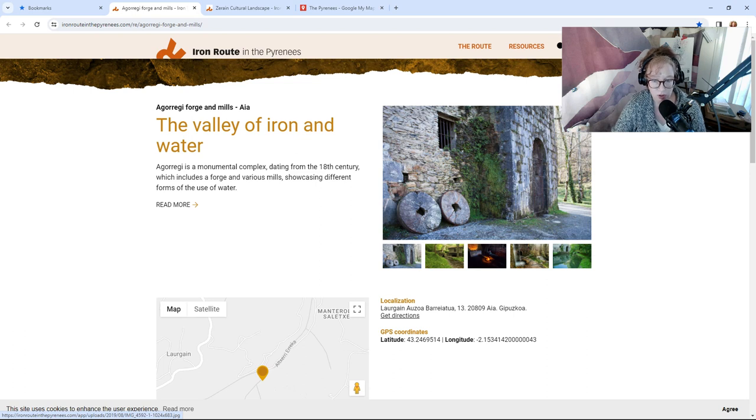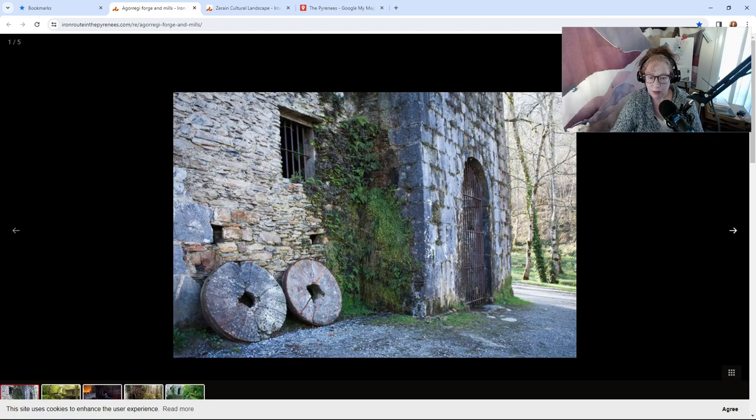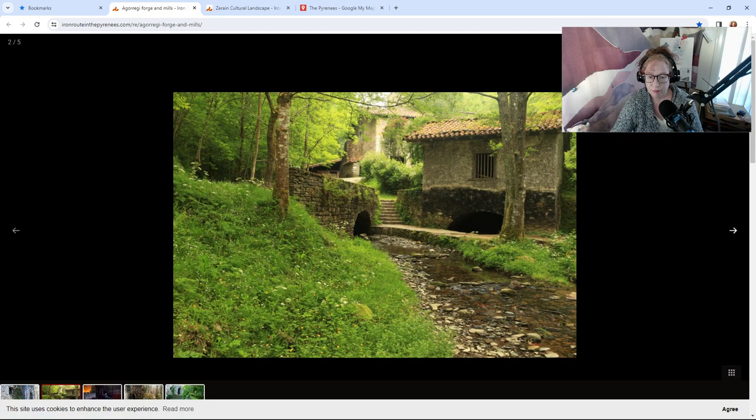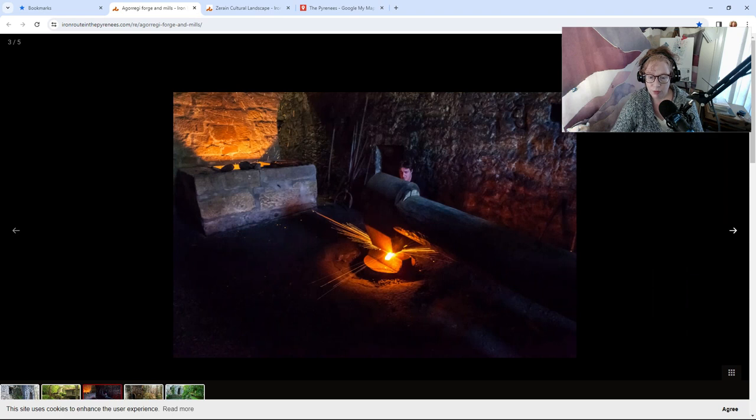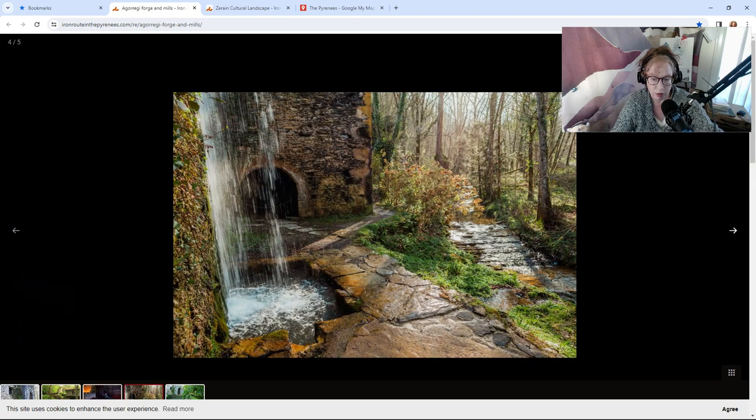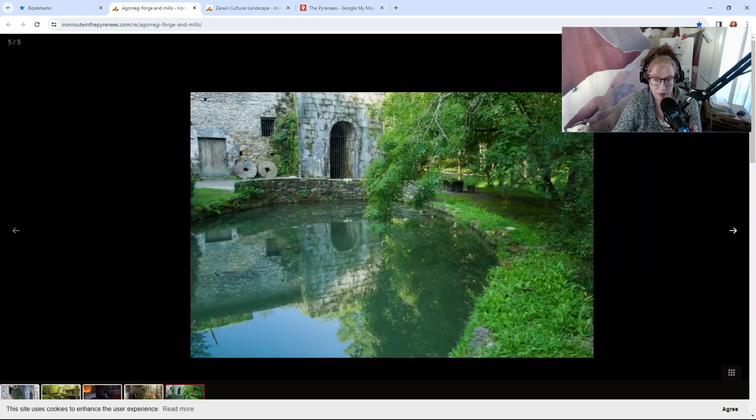Agoreji Forge and Mills. So just like there was a Silk Road through the Middle East and then across India and stuff, there was also what was known as an Iron Road in the Pyrenees. And the Iron Road was where iron was made. It was produced and then brought to other places. These are just pictures.